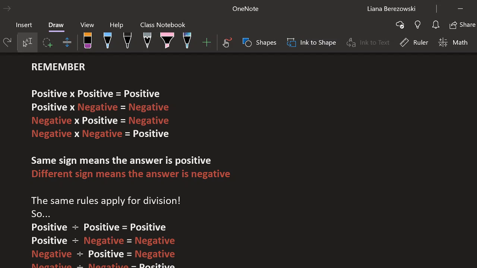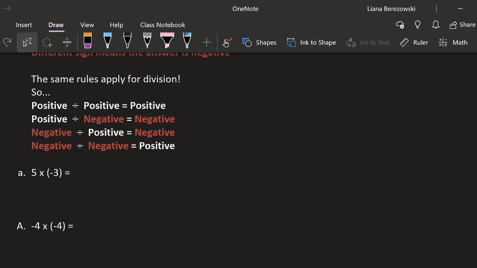Different signs will always be a negative answer. So you can see that here. It's the exact same rules for division. So two of the same signs, positive and positive, negative and negative, the answer is always positive. And when you have different signs, it's always going to be a negative answer. I won't read those all out to you because you've heard enough of it from me.